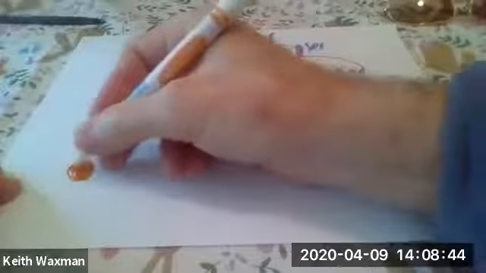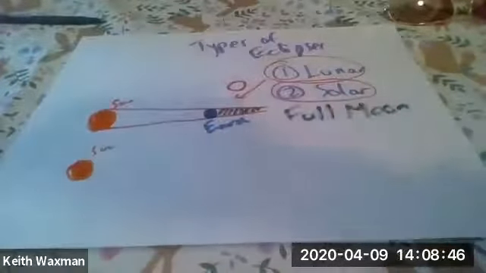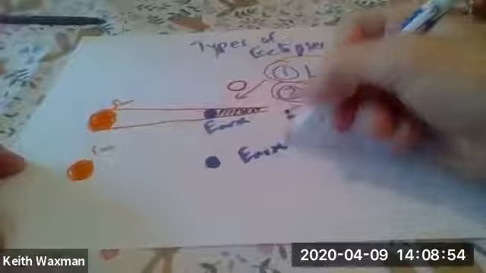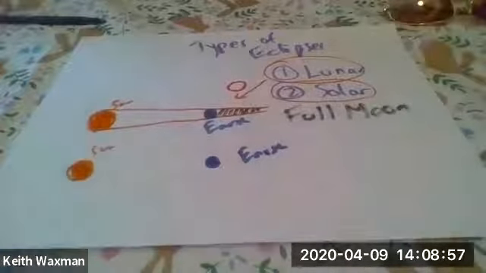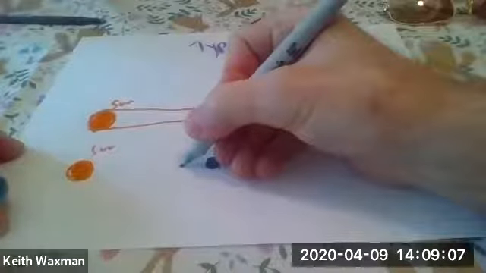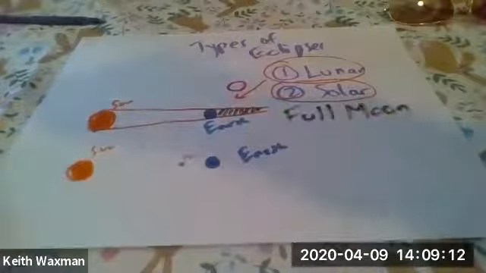Of course, you need the same culprits, the same players. You need the sun. You need Earth. But now, here's what you need. Of course, you need the moon. But the moon's not going to be full. It can't be on this side to have a solar eclipse. The moon has to be here. Moon.